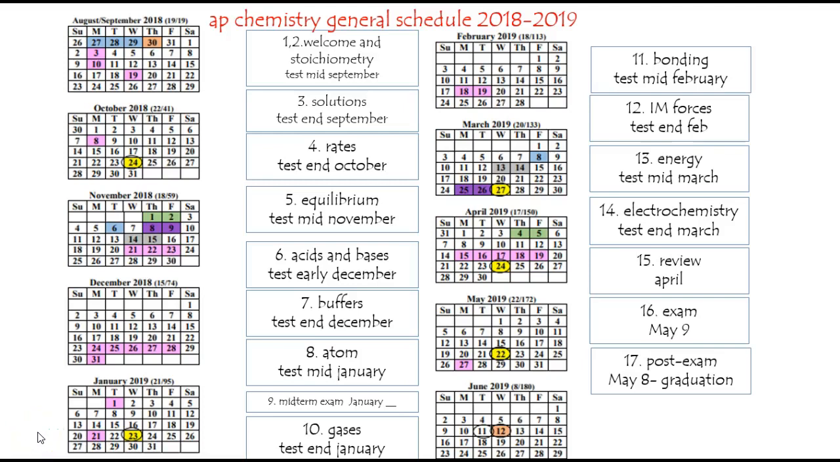Dr. B here, and let's take a look at an AP Chemistry general schedule. This is the one that I used this past year, and I'll be using just about the same one for this year. One point to make is that from 2014 through 2017, the AP Chemistry format was focused on 6 big ideas, and they've now done away with them.